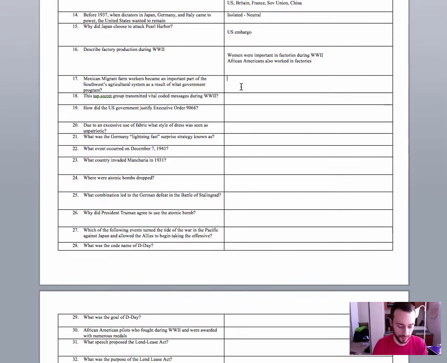Number 17, Mexican migrant farm workers became an important part of the Southwest's agricultural system as a result of which program? That's the Bracero program. The top secret group transmitted vital coded messages during World War II. Navajo code talkers.